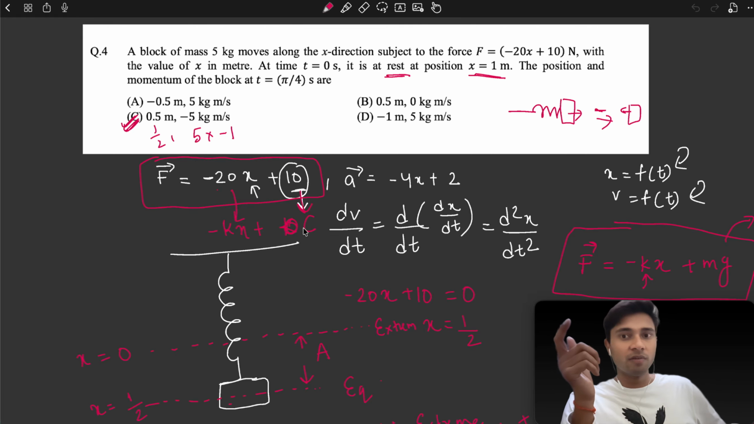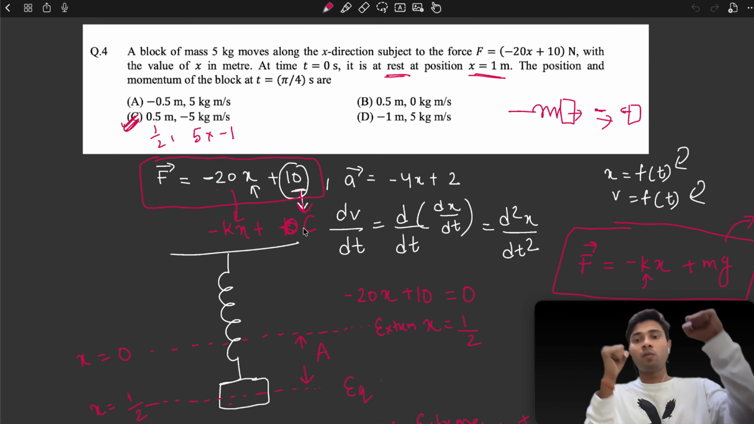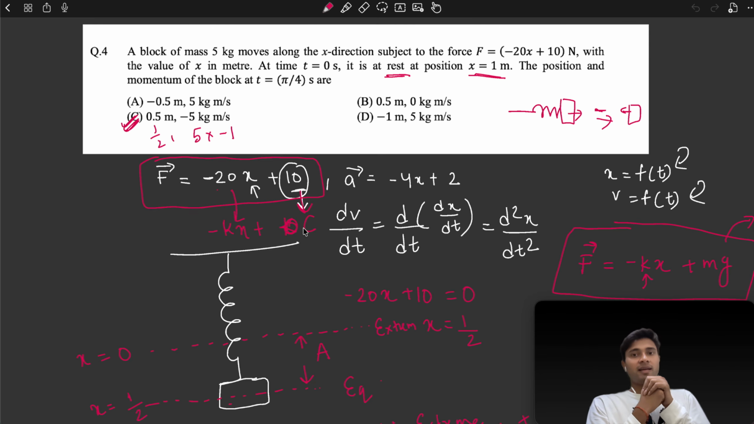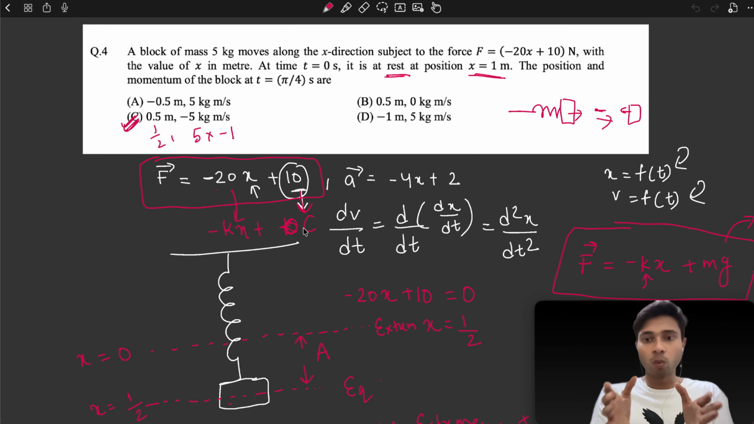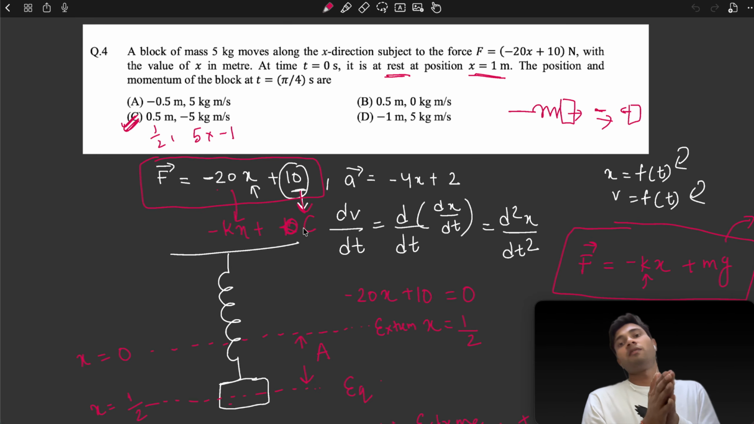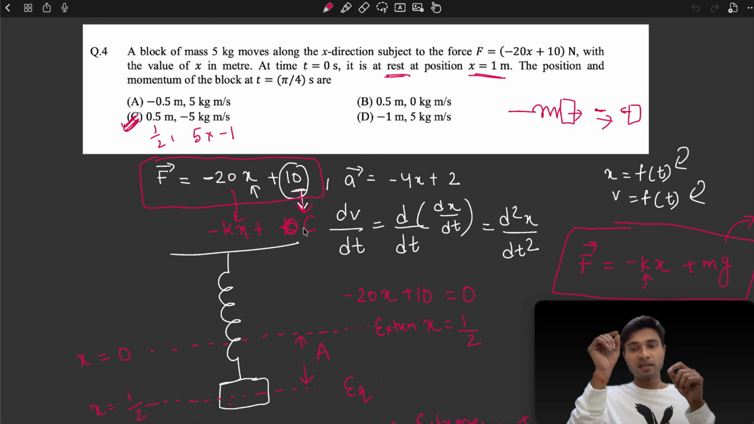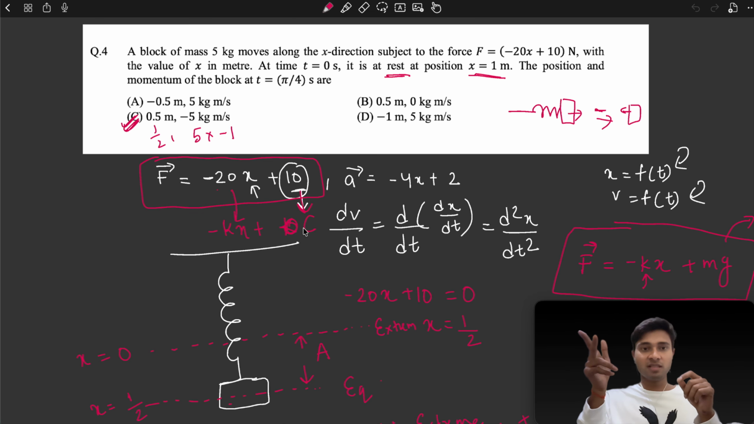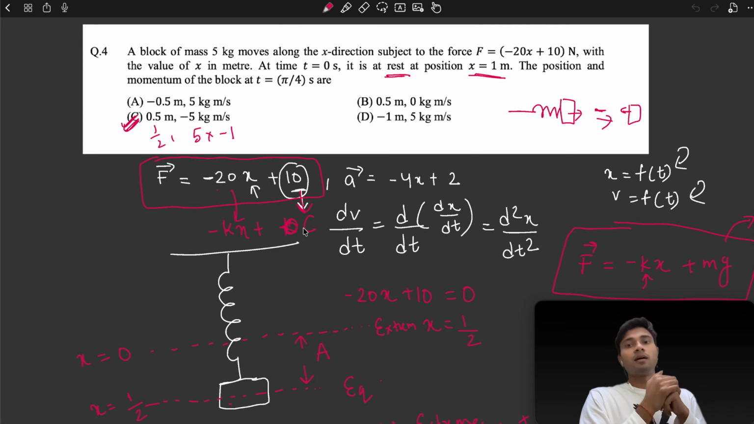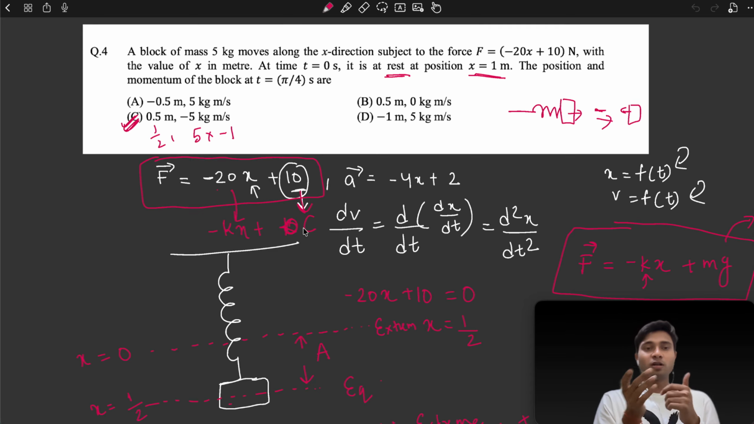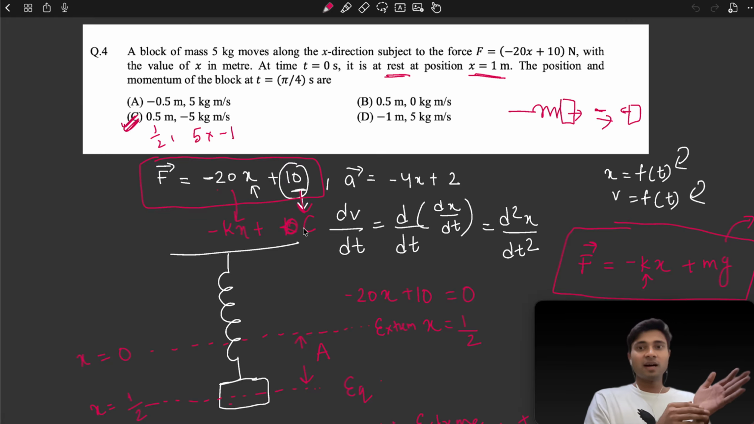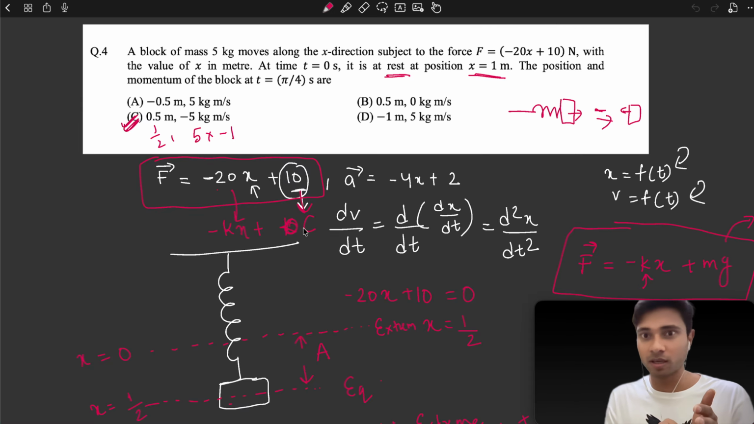But there was another approach. We could have simply imagined it in the vertical direction and said it looks like a vertical spring mass system, where the spring has a spring constant of 20, and instead of the constant gravitational force of mg, the constant force was 10. Or we can also say that instead of being on Earth, we are living on some planet where the gravitational acceleration has a value of 2 meters per second squared.